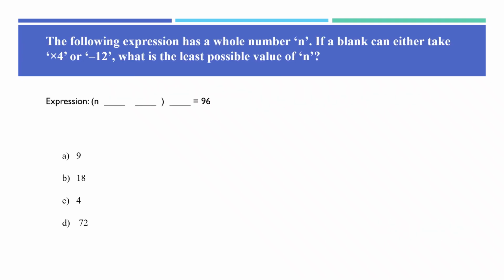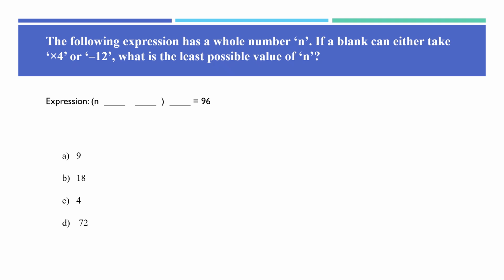The first question is: the following expression has a whole number n. If a blank can either take times 4 or minus 12, what is the least possible value of n? So what I understand is we can either write multiplied by 4 or minus 12 in the given blanks. In that case, what would be the least possible n value?